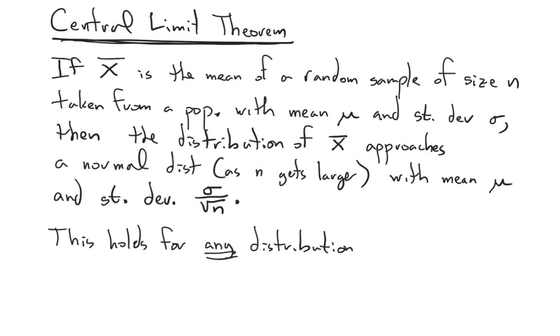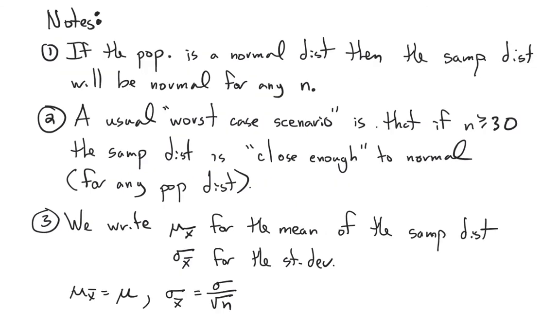And the important thing here is this holds for any distribution that you like. It can be as wacky and as asymmetric as you want. This will always hold, which is a very, very powerful result. A few notes here. First of all, if our population is a normal distribution, we're in luck. That's the best case scenario for us in some sense. That says no matter what size our samples are, so it could be 1 or 2 or 3 or whatever, that sampling distribution will always be normal.